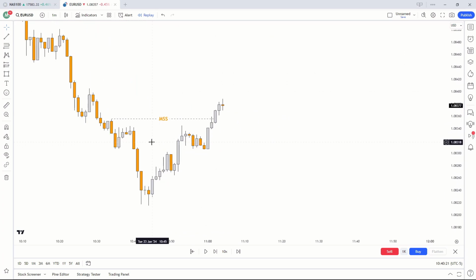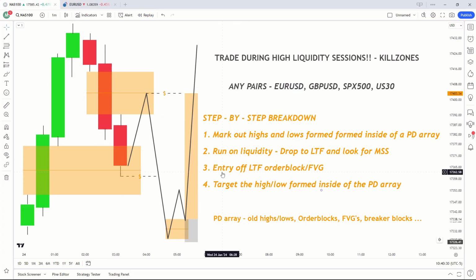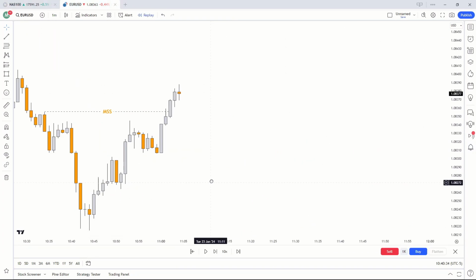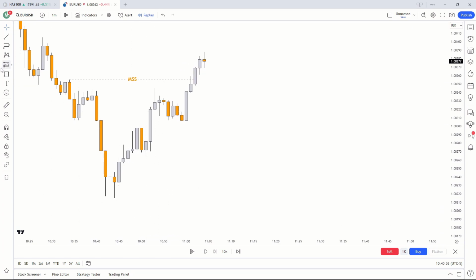And an added confluence is we get body closure, showing market really wants to move bearish. This is our confirmation to the upside. So now we've gotten our market structure shift. What is our next step? Entry off lower time frame order block or fair value gap. Now, what order block or fair value gaps do I see? I see this really nice zone right here.